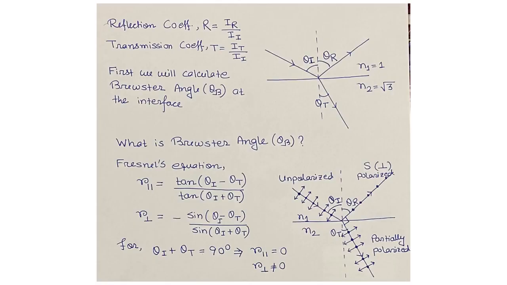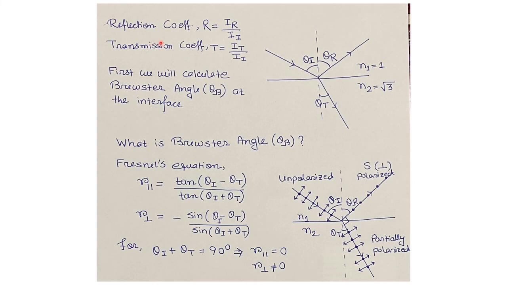According to our question, we have an interface separating two media having refractive indices n1 equals 1 and n2 equals √3. Now, one unpolarized light is incident on the interface with angle of incidence theta I, and the angle of reflection is theta R and the angle of transmittance is theta T.